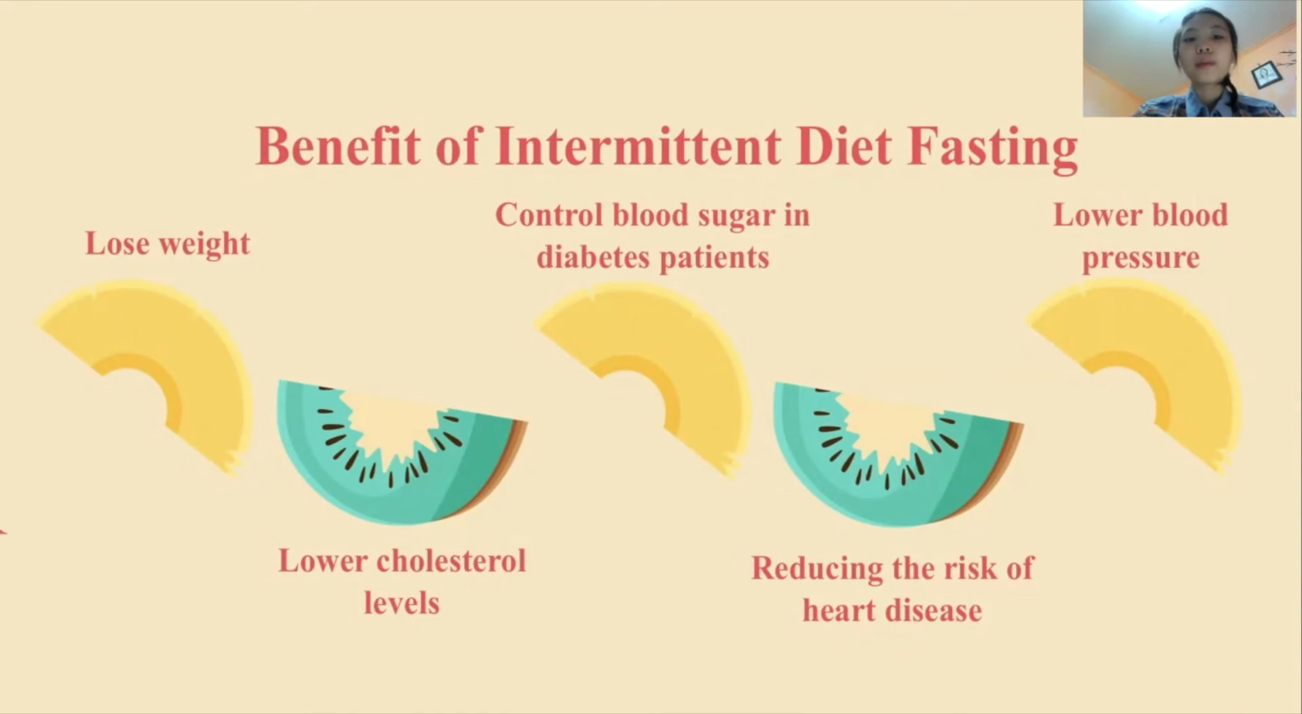I want to tell about the benefits of intermittent diet fasting. The first is losing weight. Intermittent fasting was proven to reduce fat mass and waist circumference. Compared to other diets, the reduction in body weight and fat mass was found to be higher with intermittent fasting. Next, lower cholesterol levels. Intermittent fasting patterns will reduce body weight and fat mass, triglycerides, and LDL levels. Intermittent fasting can also reduce leptin concentration, which also plays a role in lowering cholesterol level and lowering the risk of metabolic disease.